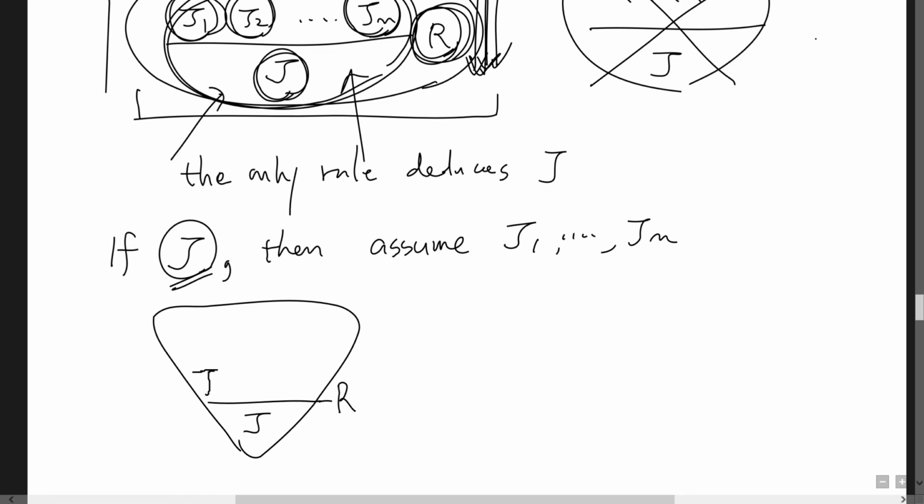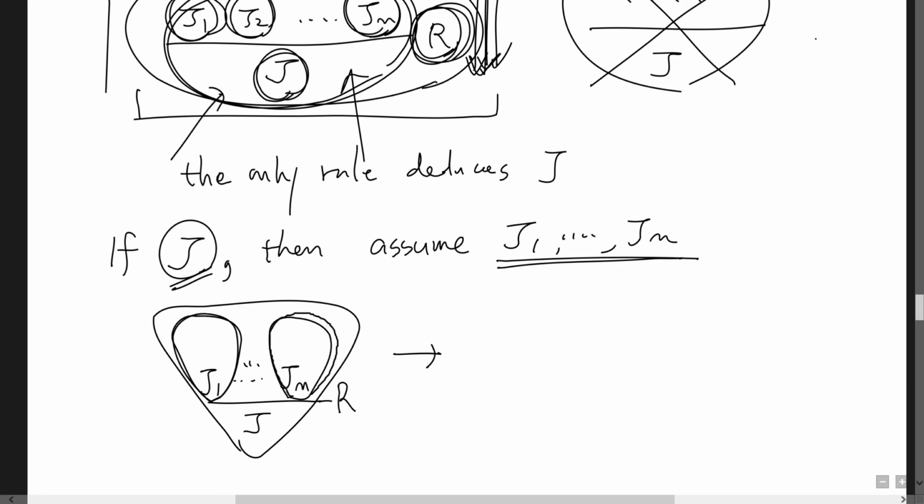So now we have premises J1 through Jn. So we must have smaller derivation trees proving J1 through Jn. Therefore, we may assume all these premises J1 through Jn are provable, because we must have their derivation trees. So that's what is allowed by the principle of inversion. So here's an example.